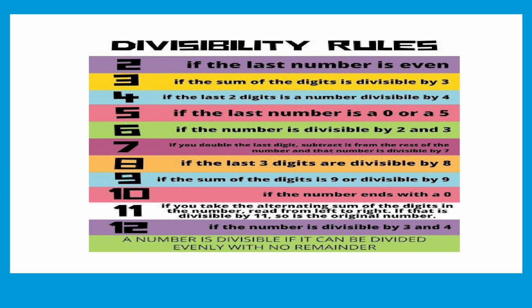And if the number ends with 0, it is divisible by 10. So let's see: 10, 50, 60, 100, anything that ends with 0 is divisible by 10.